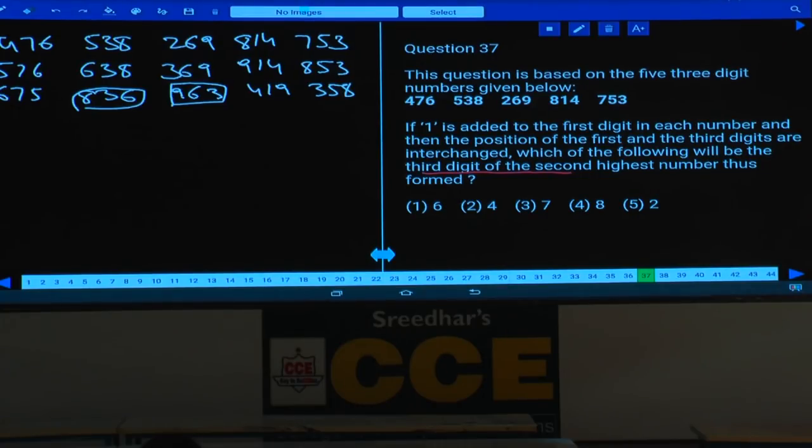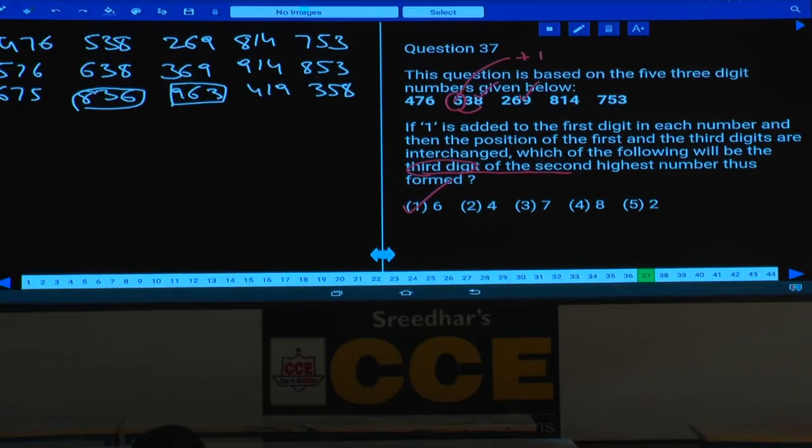Now in this one 9 is the first highest and the second highest is 8, isn't it? As 8 is here, now this 8 is coming to the first place. Now the first digit 5 is going to the third place. Now the question is about the third digit. Now what happened to the first digit here? 1 is added. Hence 5 plus 1, 6 is your answer. Done with this? Then this is about question number 37.